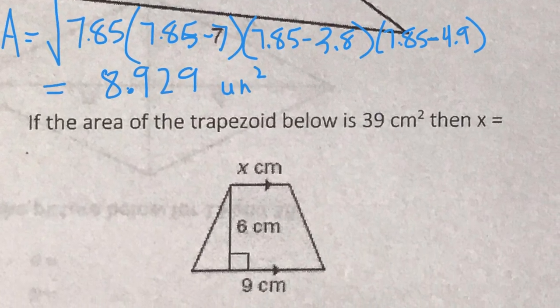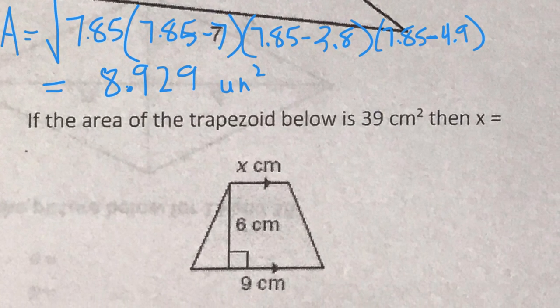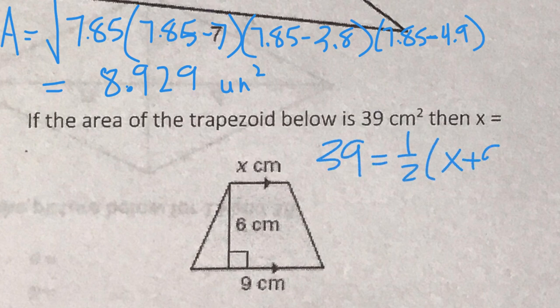Okay, if the area of the trapezoid is 39, then what is x? Well, the trapezoid formula is area equals 1/2 of the sum of the bases, so x plus 9, times the height of 6. Okay, so you're going to have these formulas. You just need to use them correctly. So multiply by 2, right, to get rid of the 1/2. 39 times 2 is 78.